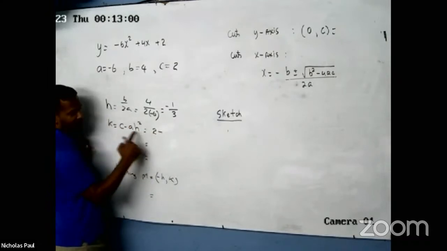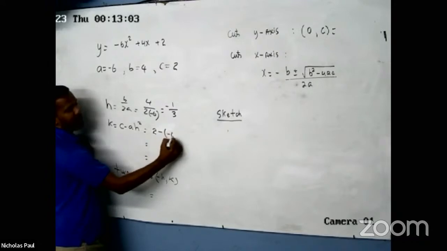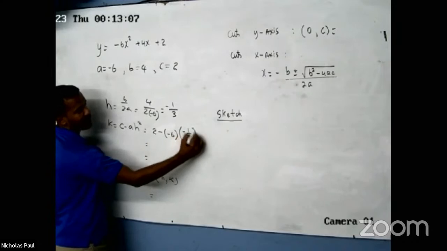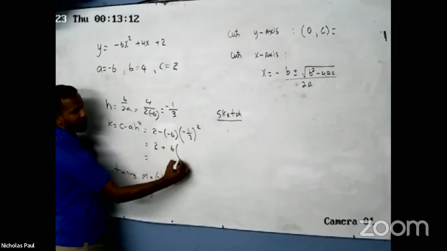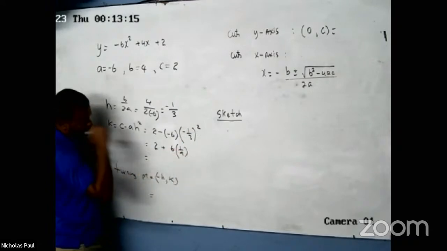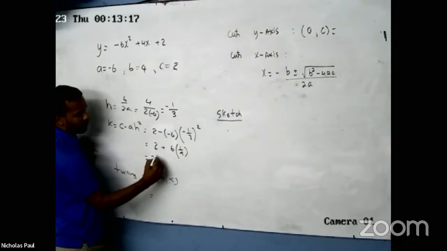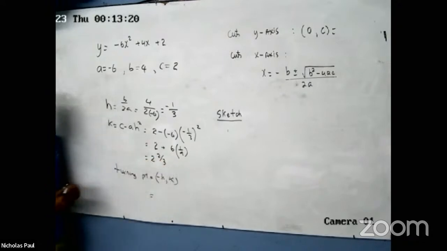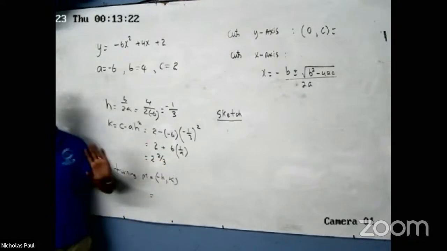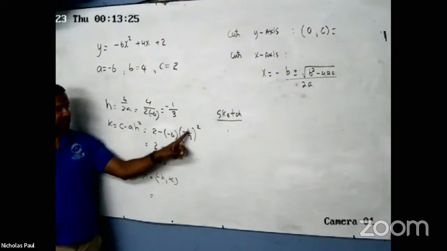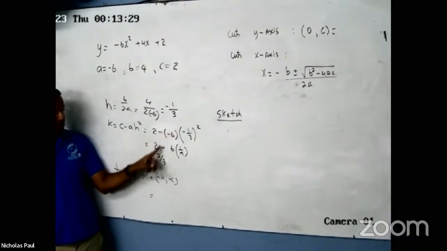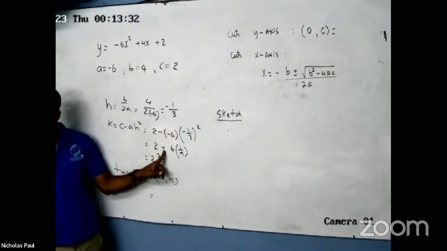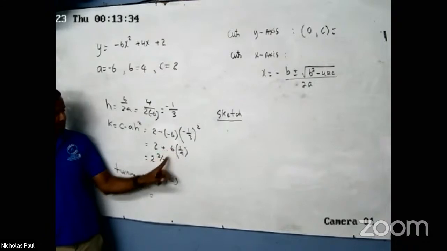minus, be careful here, right? A is minus 6, so the minus turns to plus. And H is negative 1/3 squared. So when you work this out, you'll get 2 plus 6 multiplied by 1/9. 6 times 1/9 is 2/3, so you'll get 2 plus 2/3. Right? So check your signs. Watch it again. When you square negative 1/3, you get 1/9. Minus and a minus, so we can make this sign plus. Okay? 6 times 1/9 is 2/3.